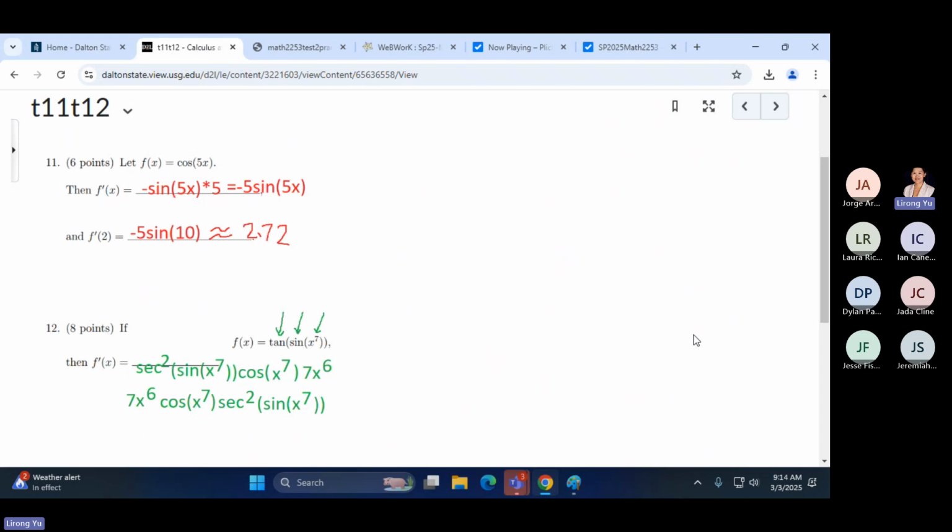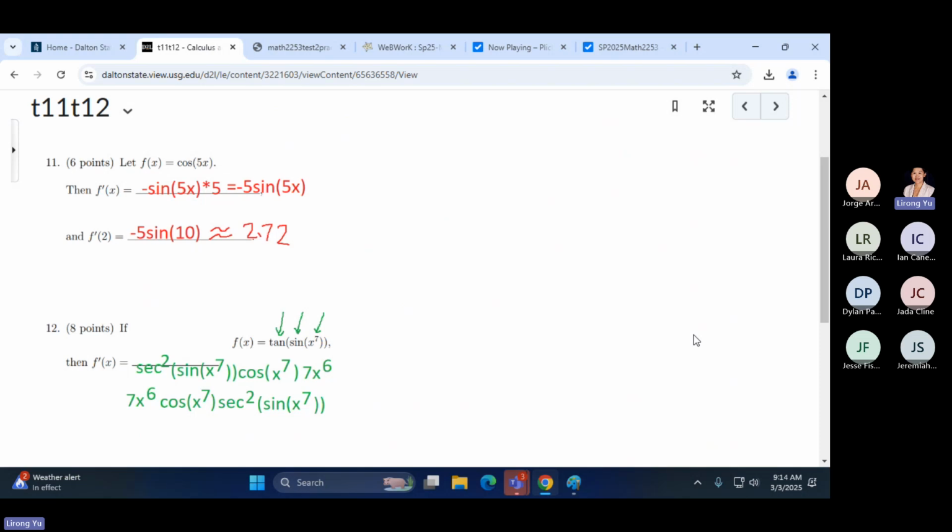All right, these are the last two questions. We already talked about 13 and 14, so this is 11 and 12. These are two questions from section 2.5. These are chain rule questions. So the first question, you have the outside being cosine. The derivative of cosine is negative sine. And then the derivative of 5x is 5, and you multiply them.